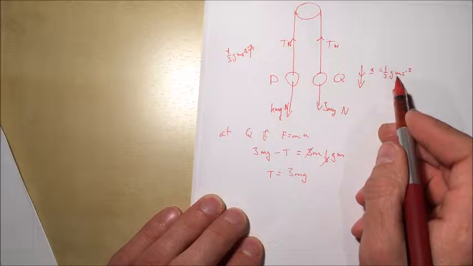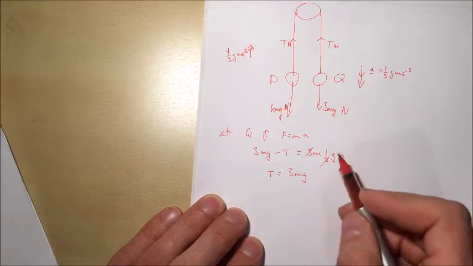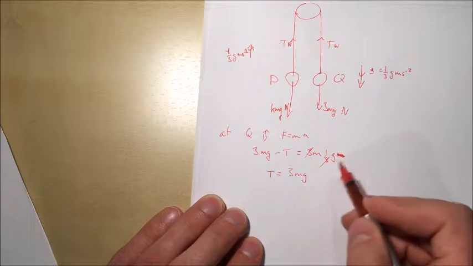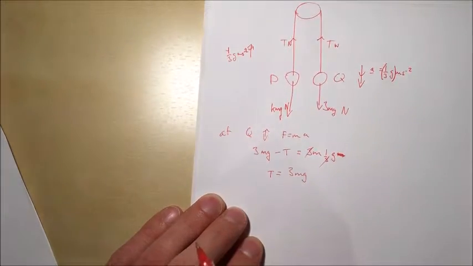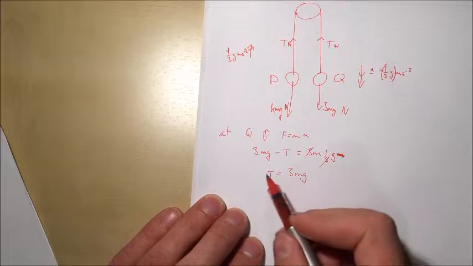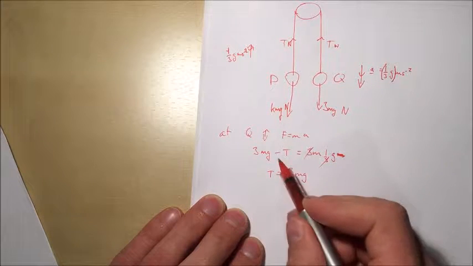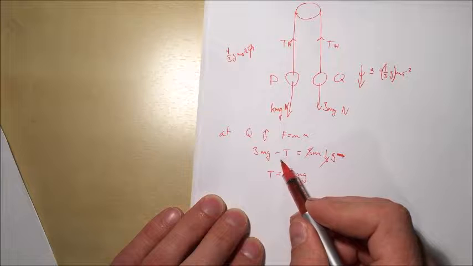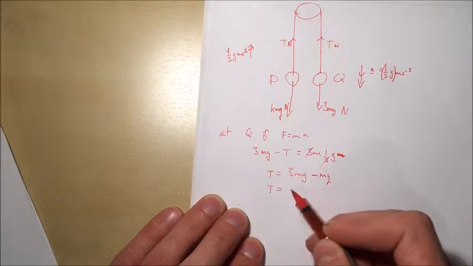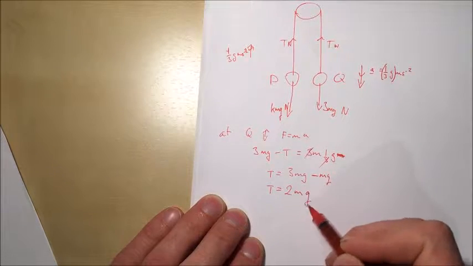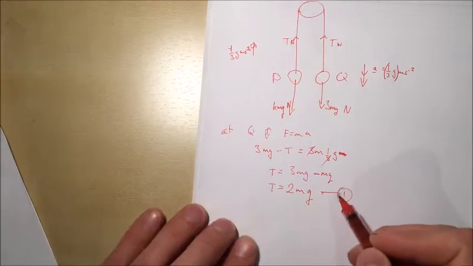Oh, sorry, I've copied down that m from the meters per second, haven't I? The acceleration is 1/3 g. I'm just going to put some brackets in there so I don't make that mistake again. So where are we? T equals 3mg minus mg, so T equals 2mg, and that's going to be my equation number 1.